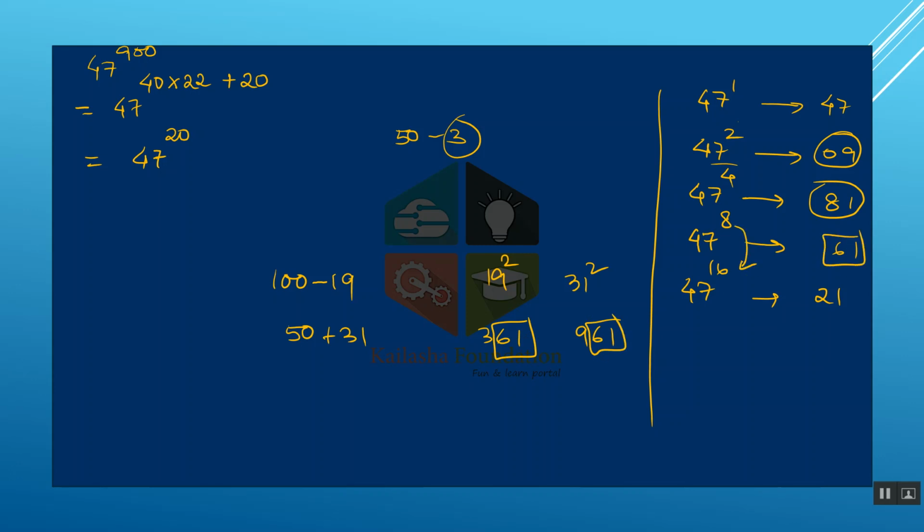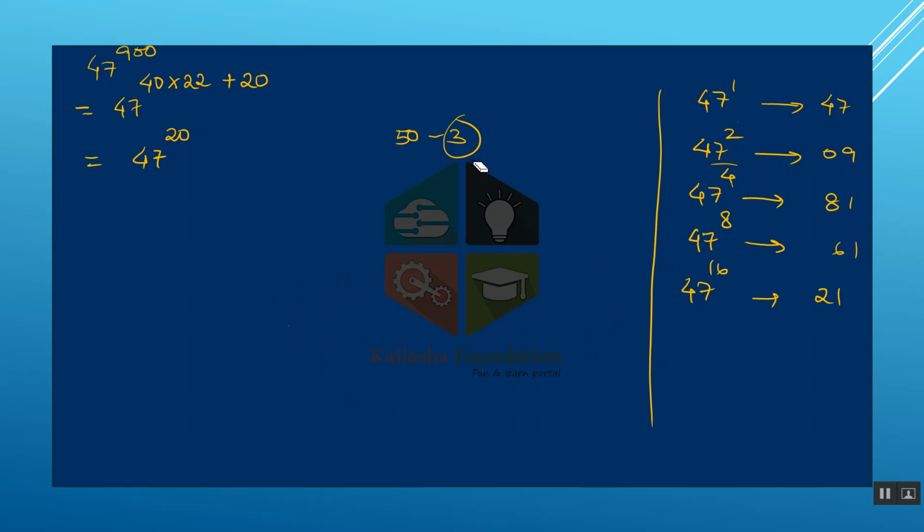Thereafter we get 47 raised to the power 16. That means we need to square this. This is close to 50, so 50 plus 11. That means we need to square 11. 11 square is 121, so last two digits are 21. This is how we prepared the even power table.